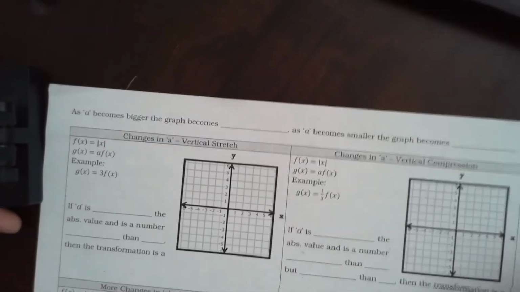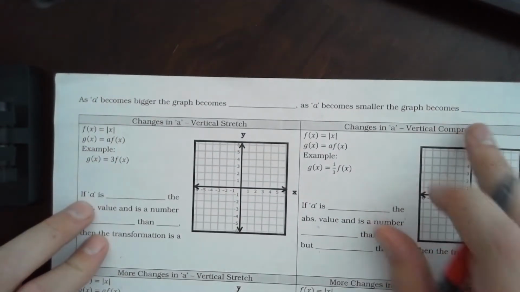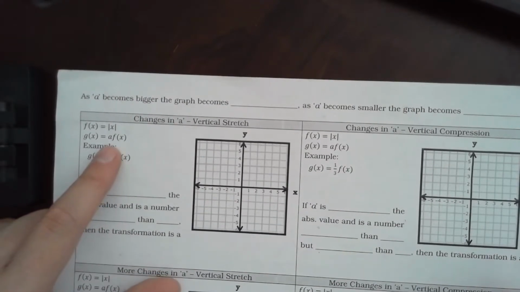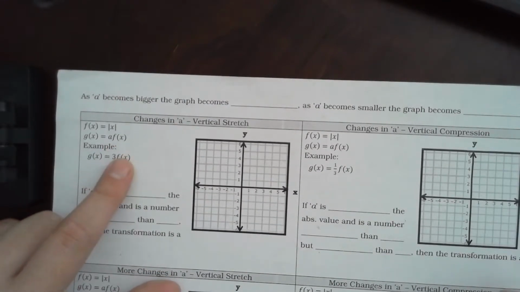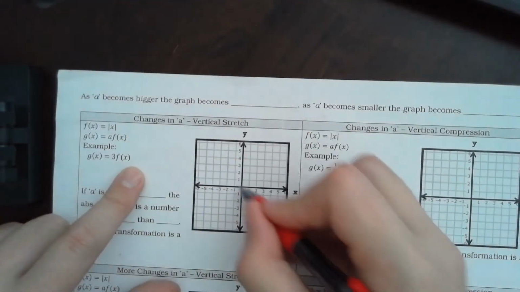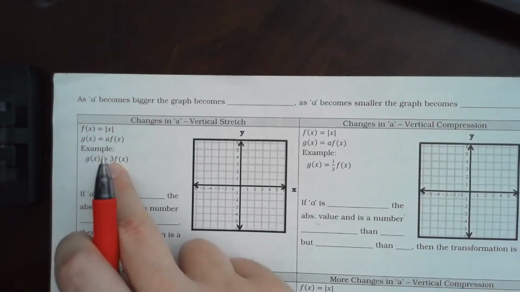Alright, we got to talk about A. We're not going to fill in this first sentence yet. Let's see what changes about our graphs before we fill that in. Okay, so A times f of x. Alright, so f of x was this normal function, our parent function. We've seen that a million times. Now we're multiplying it by 3.